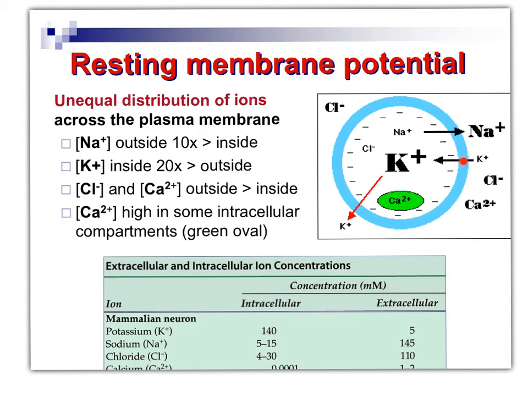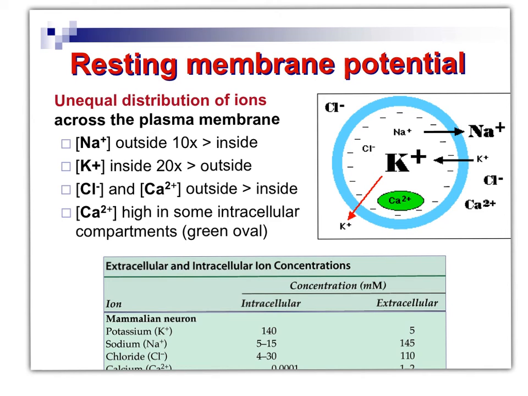It wants to move outside because there's a lower concentration of potassium outside, so it wants to go with the concentration gradient. As potassium moves outside of the cell, though, the cell becomes more negative. Consequently, potassium with its positive charge will be drawn back into the cell. You also have higher concentrations of both chloride and calcium outside the cell, although you do have some organelles inside the cell that have high concentrations of calcium.